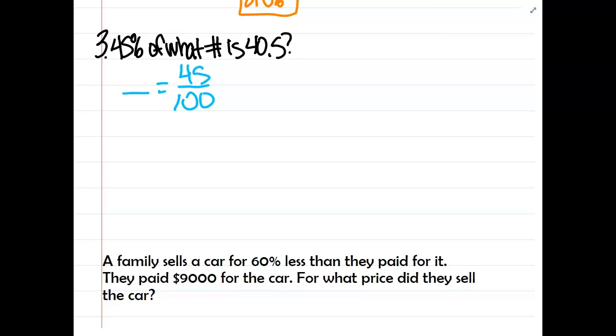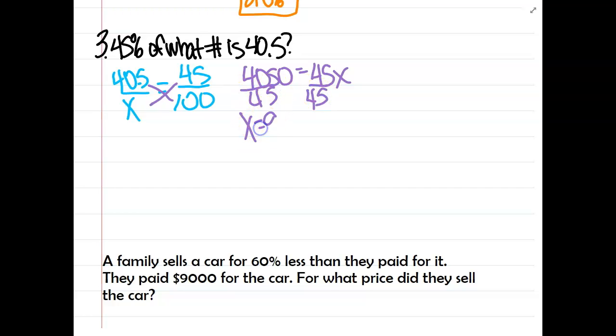Now to figure out where my other one goes, it says 45% of what number is 40.5. Remember, it's is over of, so it's going to be 40.5 over x. And then to solve, we multiply up and across. 40.5 times 100 would be 4,050. X times 45 would be 45x. And then to solve for x, divide by 45. And we should get 90.